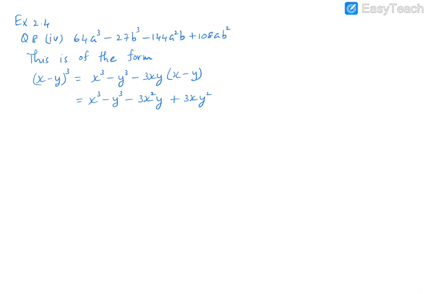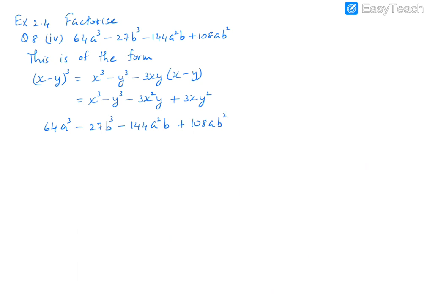So again what we are doing here is factorizing. Let me write it, I forgot to write there. So it's factorize. Let's write down our given expression: 64a cube minus 27b cube minus 144 a square b plus 108 ab squared.